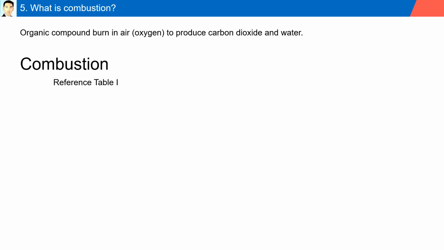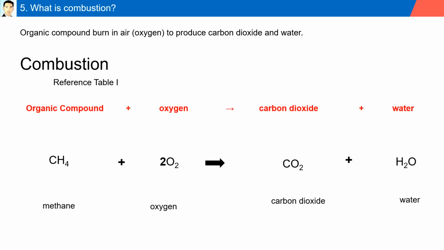What is combustion? Organic compounds burn in air oxygen to produce carbon dioxide and water. In this example, methane, CH4, reacts with two molecules of oxygen to produce carbon dioxide and water.